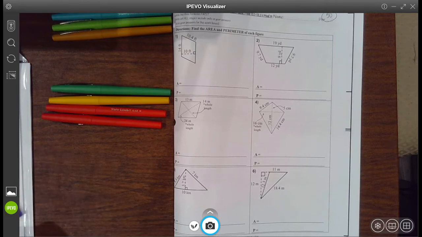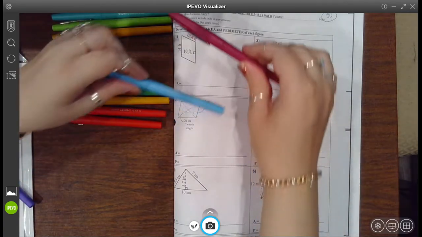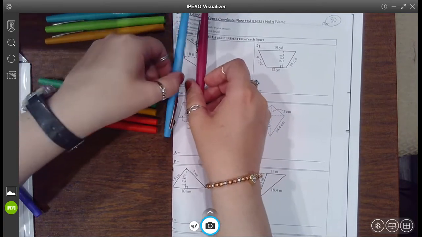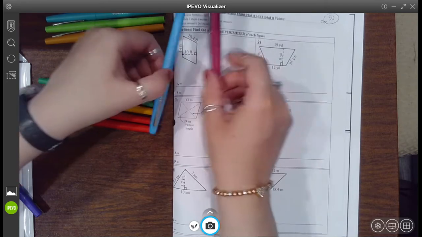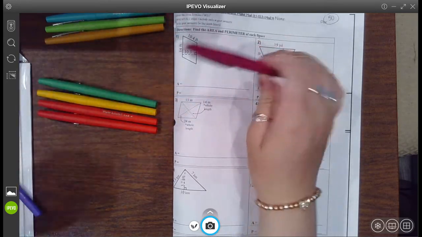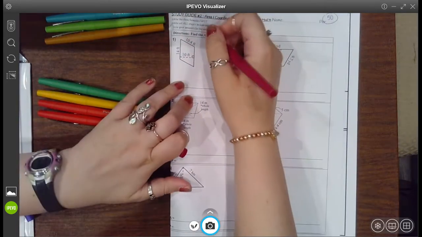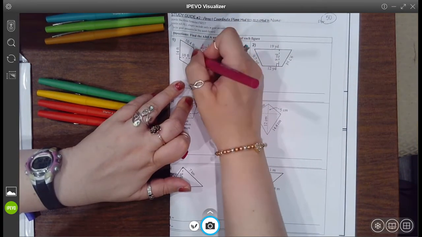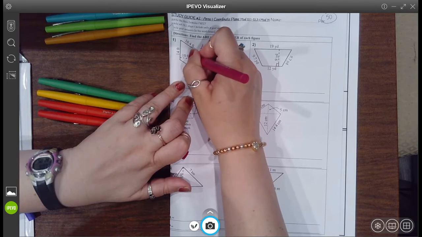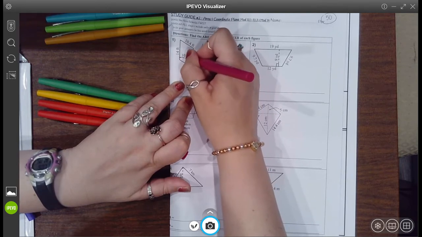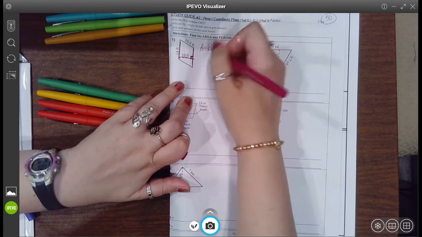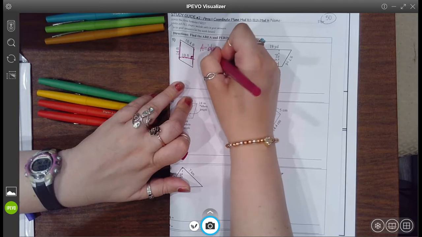For area, this is a parallelogram, and you know it's a parallelogram because these two sides are parallel, and if you extend them, these two sides are parallel as well. So when both pairs of opposite sides are parallel, it's a parallelogram. So I'm going to write area equals base times height, the formula of a parallelogram. Your height is always connected to your base with that little box indicating a right angle. So your base is 14 and your height is 10.